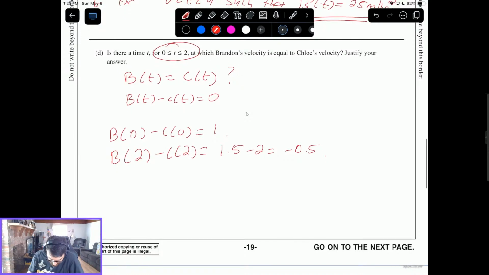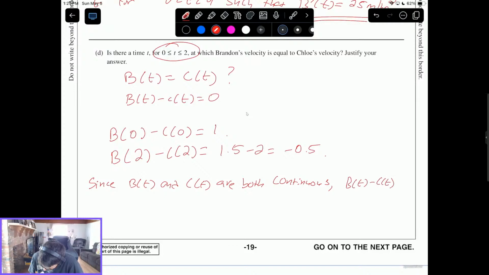Let me write my final answer. First of all, very important, since b of t and c of t are both continuous, the function that I've been working with in this problem, b of t minus c of t, is continuous. You do not need to write me a textbook on that. If you have two continuous functions and you subtract them, it remains continuous. You don't have to say that, okay? So the function's continuous.